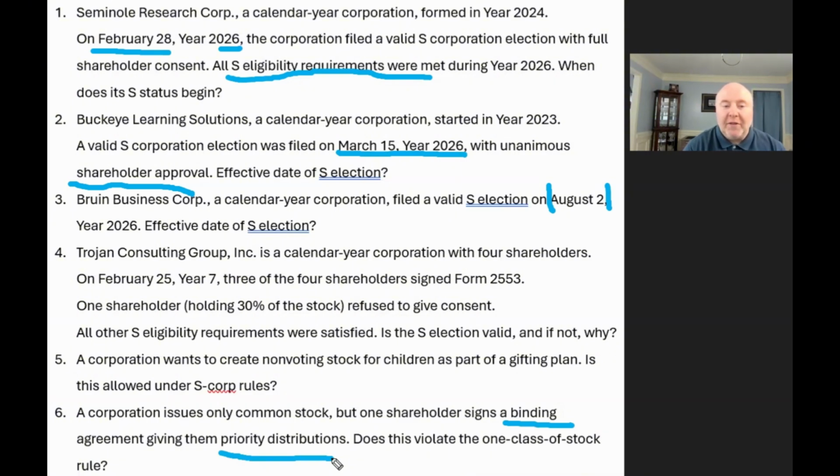All right, you guys, I hope that these quick practice problems helped you make sure you're on the same page. So what's going to happen now is we're going to start looking at how we terminate the S election. Since we know the requirements in order to form it, how do we now terminate it? So let's go ahead and take a look at that.